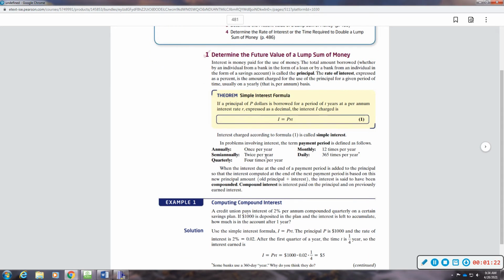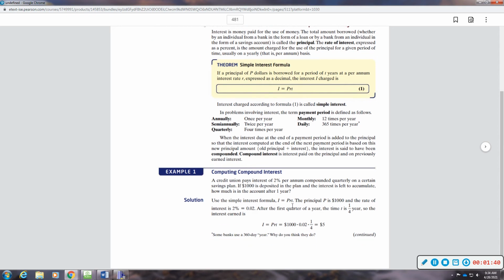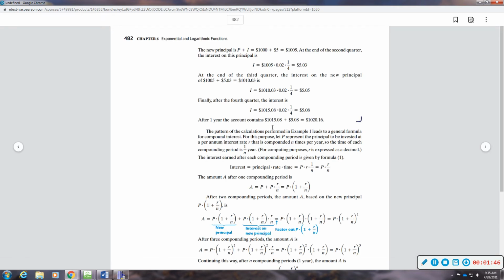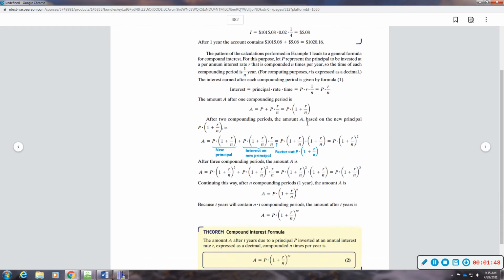Okay, you can see some terms here that let you know when interest occurs: annually, semi-annually, twice a year, quarterly, monthly, daily. These will be used especially for compound interest, which they talk about here. But you can kind of see some examples and how it's used here, but we'll do that in my math lab.